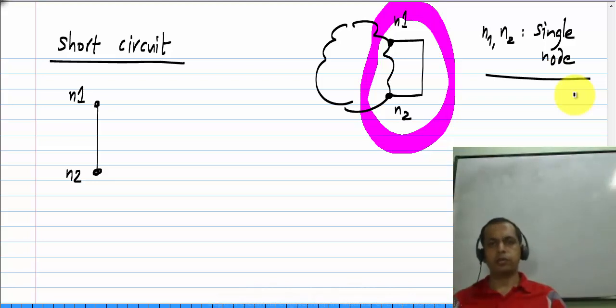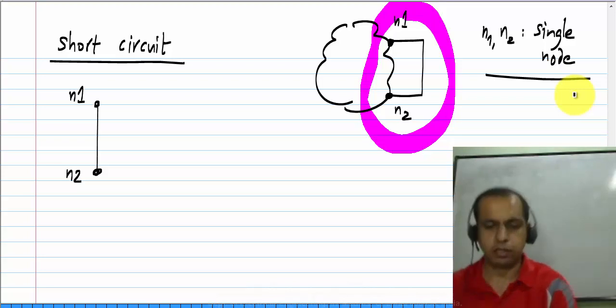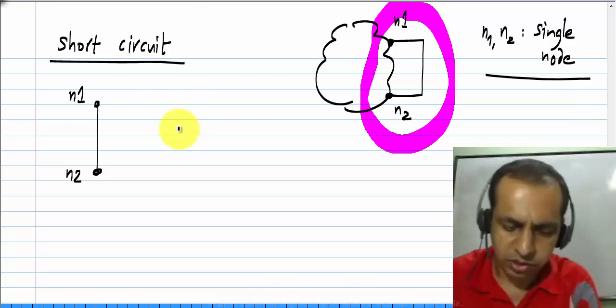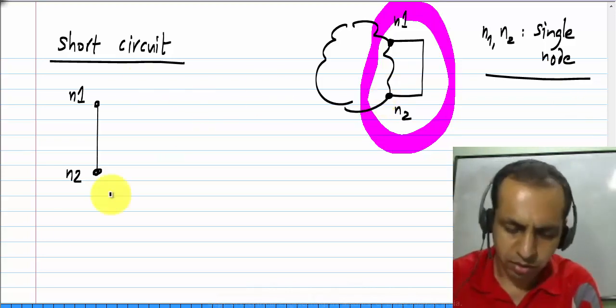Now, that's always possible. We don't even consider two separate nodes, but many times maybe in the course of analysis we would have considered two separate nodes and there happens to be a short circuit between them. All these are possible. So, we will look at the nature of this short circuit. It is quite trivial really, but we will still look at that.